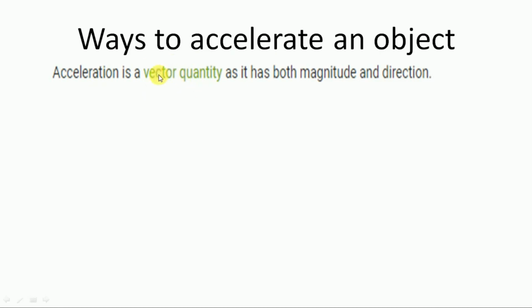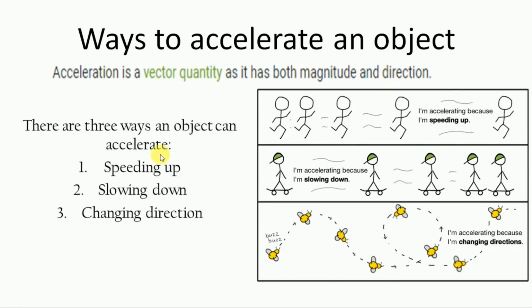As we all know, acceleration is a vector, that means it has both magnitude and direction. So in order to change the acceleration, we can change the magnitude or we can change the direction also. So there are three ways. First, we can speed up the object to accelerate it, we can slow down the object to accelerate, and we can even change the direction of motion without changing the speed. That time also we call it accelerated motion.